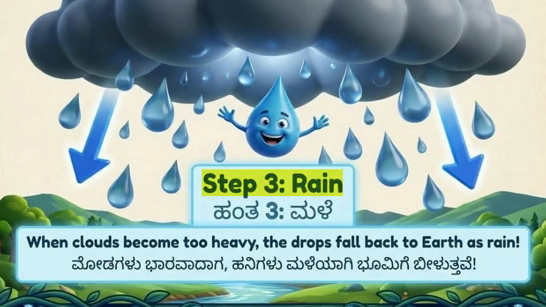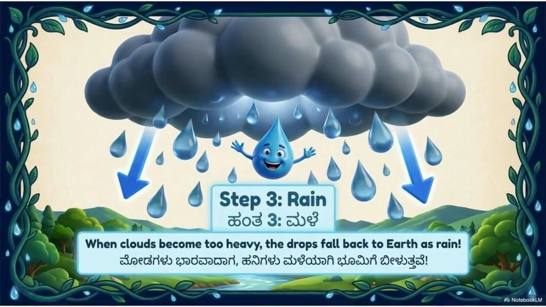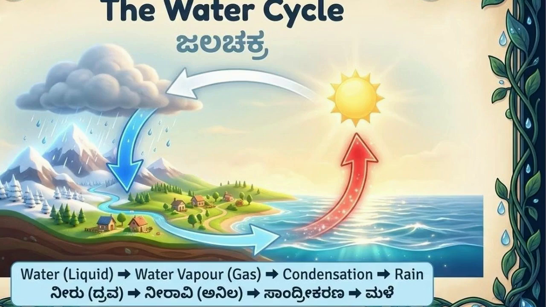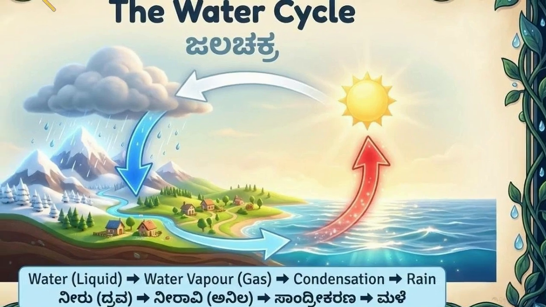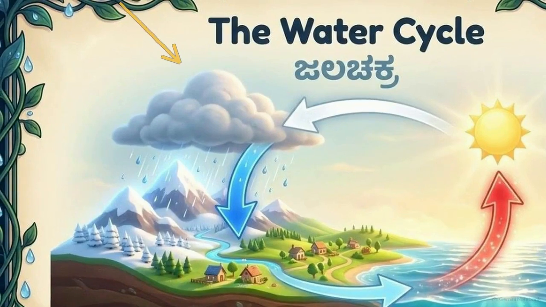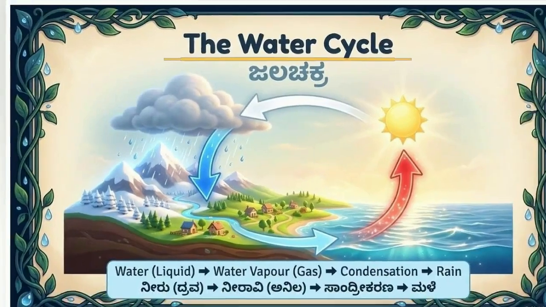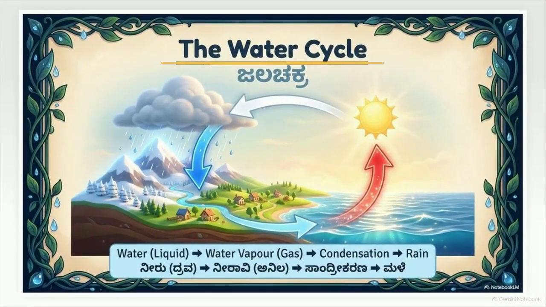The third step is rain. This image illustrates the tipping point. When those clustered droplets inside the clouds become too heavy, gravity takes over and pulls the water back down to Earth. This overarching diagram connects all three steps. From the surface water evaporating to the vapor condensing into clouds and eventually falling back as rain, we see a continuous, unbroken loop known as the water cycle.